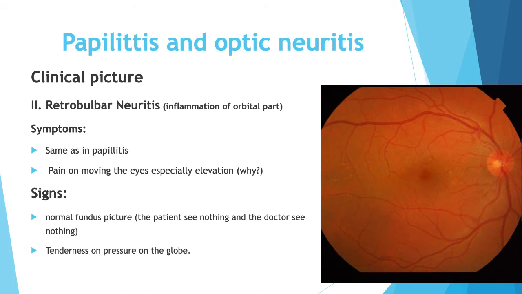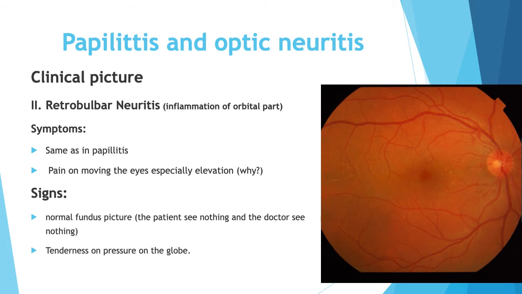The patient sees nothing, the doctor sees nothing, and still there is inflammation of the retrobulbar part of the optic nerve. How can we define that? By the signs. Look at the fundus, there is nothing in there, but there is tenderness on pressure on the globe.